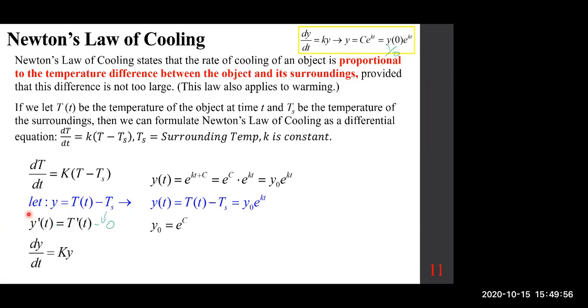So having said that, y of t is capital T of t minus T sub s, and if we go with that, whereas here y of t is e to the power of kt plus c, or e to the power of c times e to the power of kt, or y sub 0 e to the power of kt. This is just the way you would write that. And y sub 0 is e to the power of 0. Stick with this formula, class. Stick with this formula. Okay.